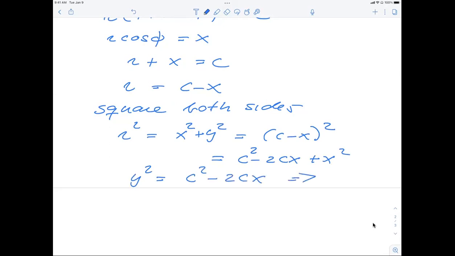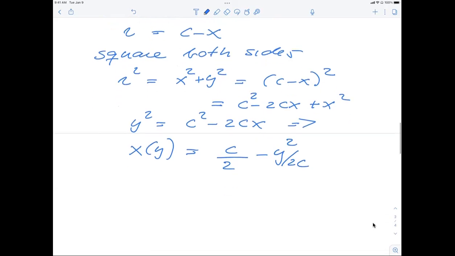And if I isolate x now as a function of y, what we have is y squared, sorry, not that one, but I have a c squared. So I have a c squared divided by 2c. So I get a 2 here, and this is minus y squared. And this also has a divided by 2c. And you see now that this is the equation for a parabola. So x as a function of y is proportional to y squared. And this is a parabola.